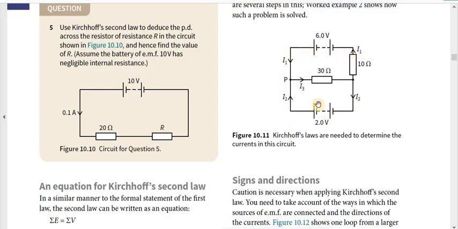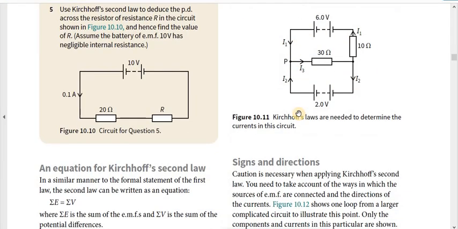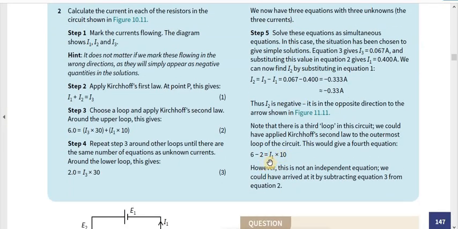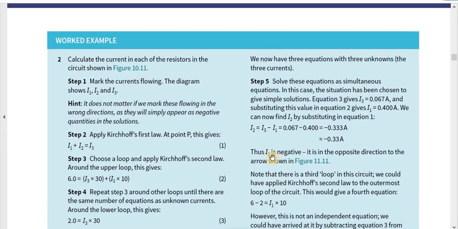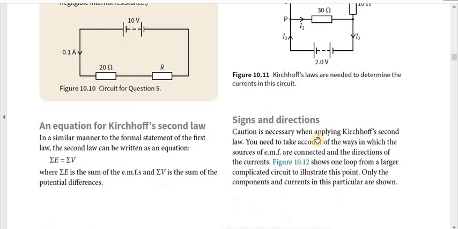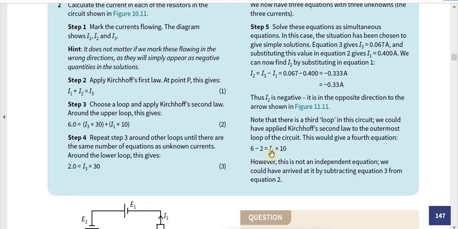So we have one loop here, the first loop, this is the second loop, and then this big one is the third loop. If you consider the third loop, then the EMF will be 6 minus 2. You can see here, this is 6, this is 2, they are same poles, same terminals facing each other. So you subtract: 6 minus 2 equals I1 times 10. The potential difference is V equals IR, that is I1 times 10. So it should be 6 minus 2 equals I1 times 10.